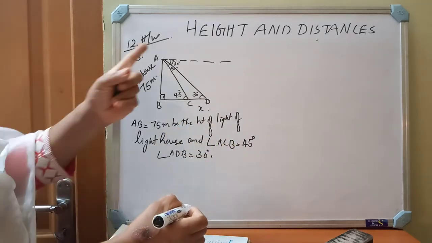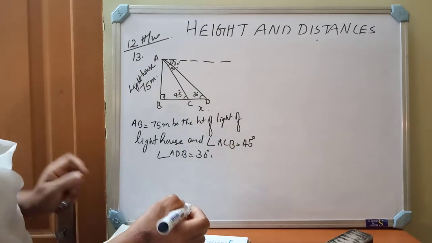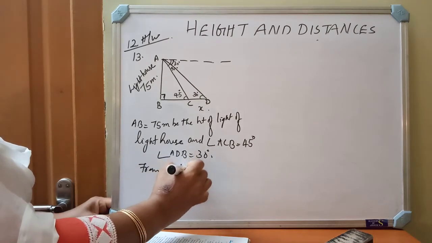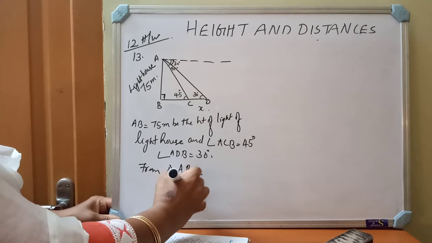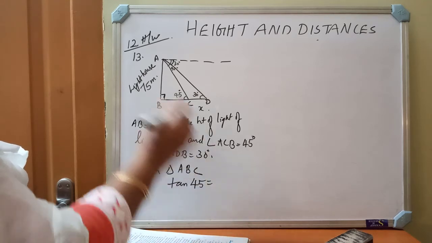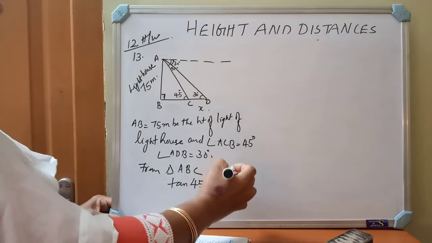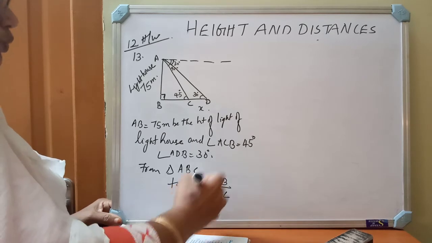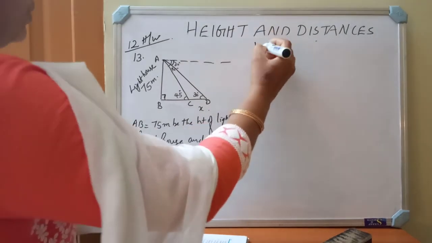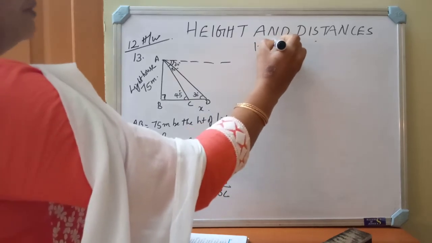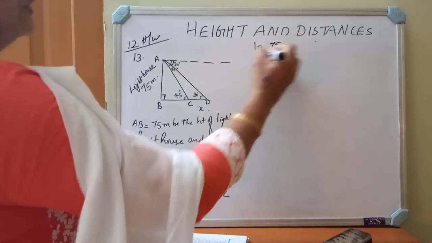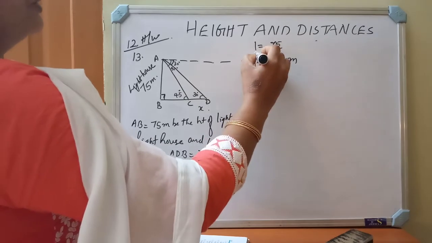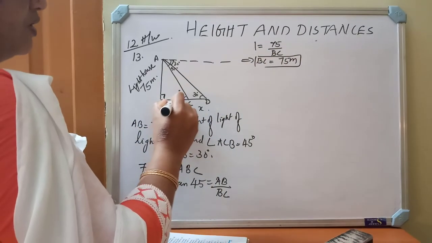So first I am considering the right triangle ABC. From triangle ABC, tan 45 equals opposite by adjacent, that is AB divided by BC. Tan 45 is 1, isn't it, children? So 1 equals AB, that is 75, divided by BC, which implies BC is also 75 meters. So BC is 75 meters, we got it.